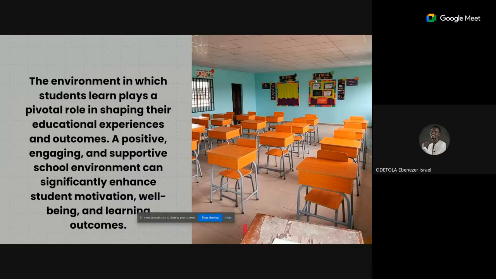The classroom environment actually has a lot of potential to shape students' educational experience and their outcomes. Where they find themselves is very important, and what we place in the classroom environment is very important. This classroom environment can promote positive engagement, it can support the learning environment itself, and it can also enhance the motivation and well-being of learners and the outcome.